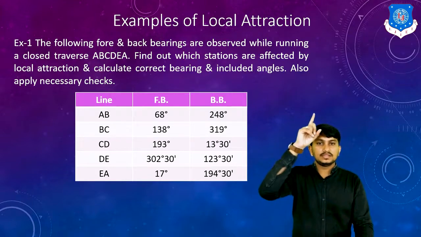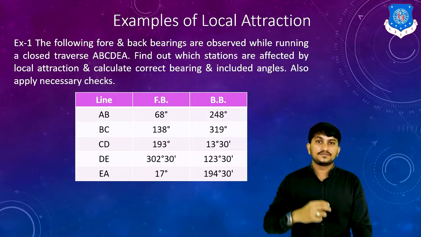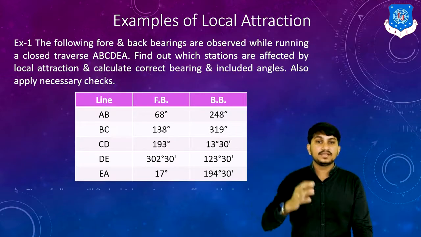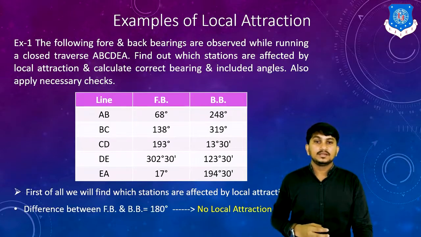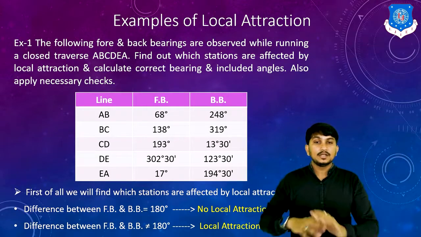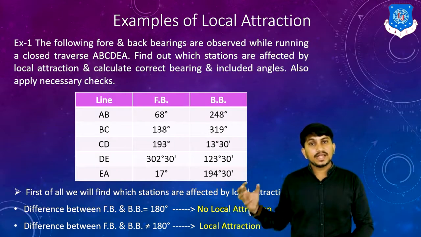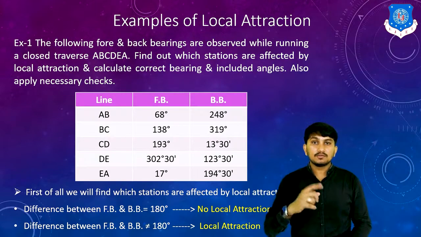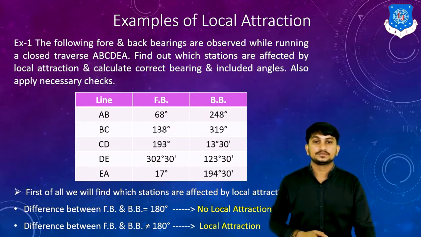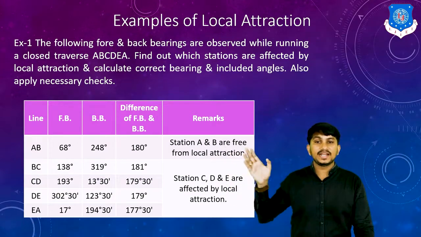First, we have to find out the stations which are affected by local attraction. For finding out the stations which are affected by local attraction, we have to find the difference between fore bearing and back bearing. Okay? If the difference between fore bearing and back bearing is equal to 180 degree, means no local attraction in that stations. If the difference between FB and BB does not equal 180 degree, means there are chances of local attraction in that stations. So first we have found out the difference of fore bearing and back bearing.